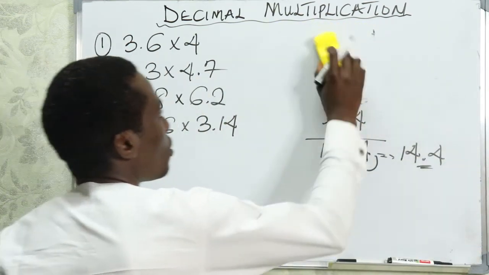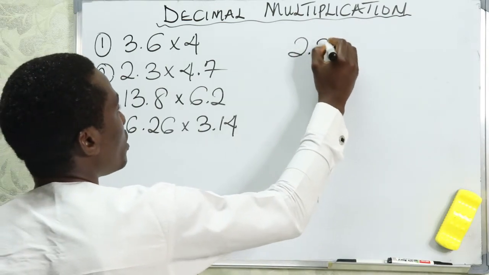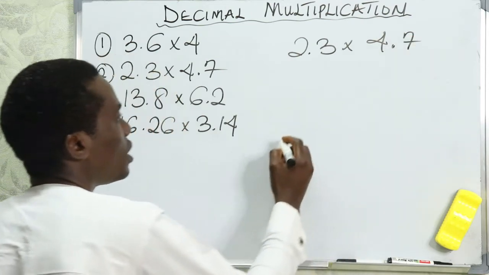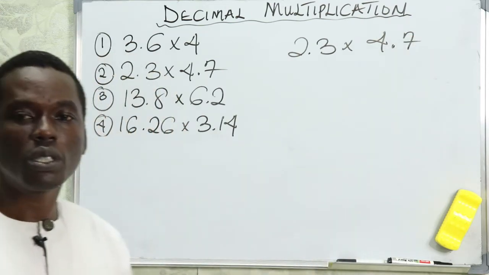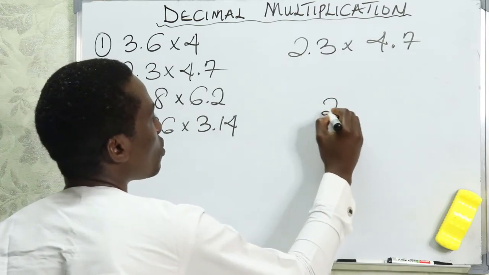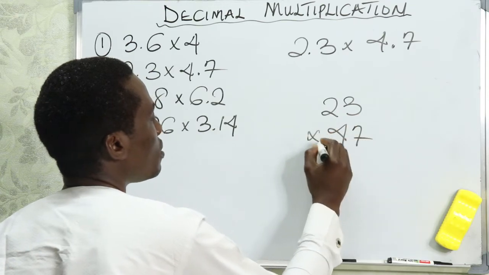In the next question we are given 2.3 multiplied by 4.7. So the first thing you need to do is to multiply as if there was no decimal, and that will give us 23 multiplied by 47.